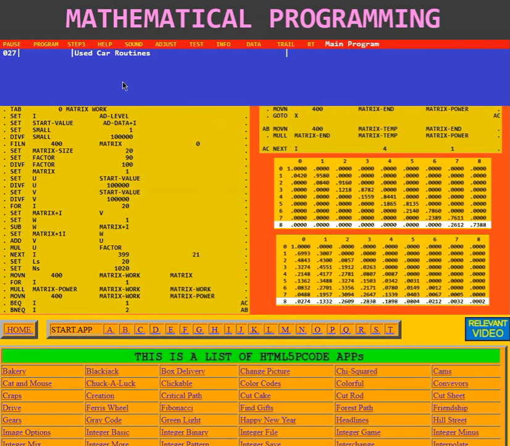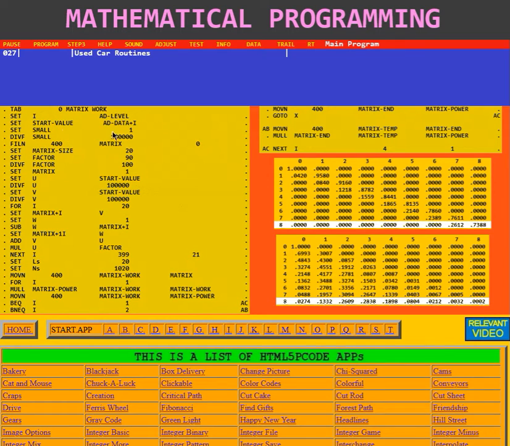This is the video for the used car routines. The routine starts over here on the left and ends over here on the right. First it sets I to the add level and then sets the start value to the add level at that offset of I. In our example, I is 4, and that's the add level.